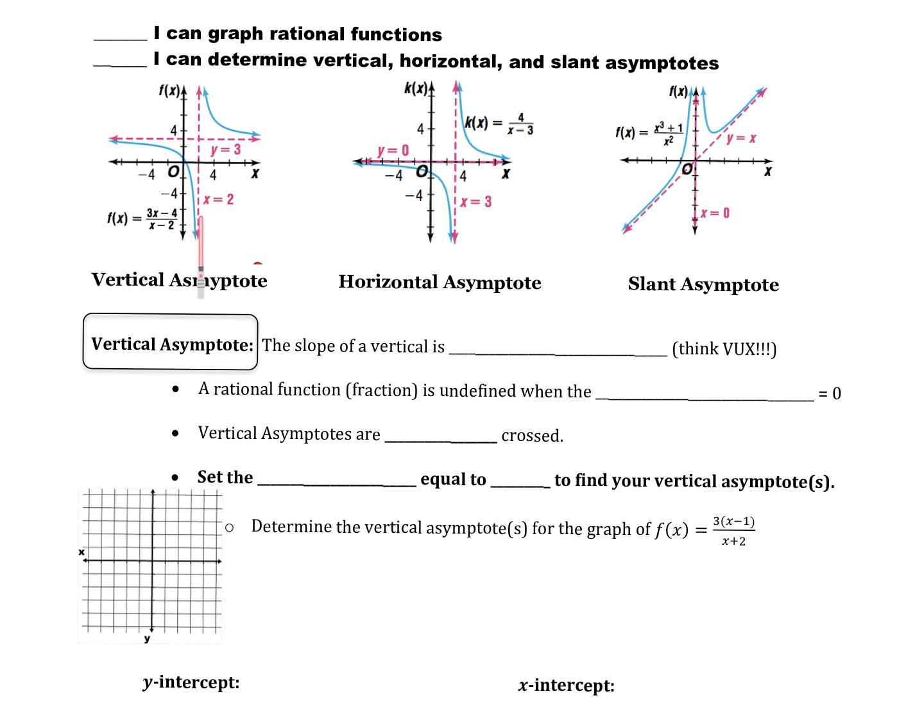Do you guys remember what we call this little guy? What kind of asymptote? A vertical asymptote and a horizontal asymptote or a slant asymptote. Here's the deal. I'm not going to make us find slant asymptotes. Are we down with that? We're down with that. Okay, a vertical asymptote, the slope of a vertical asymptote.